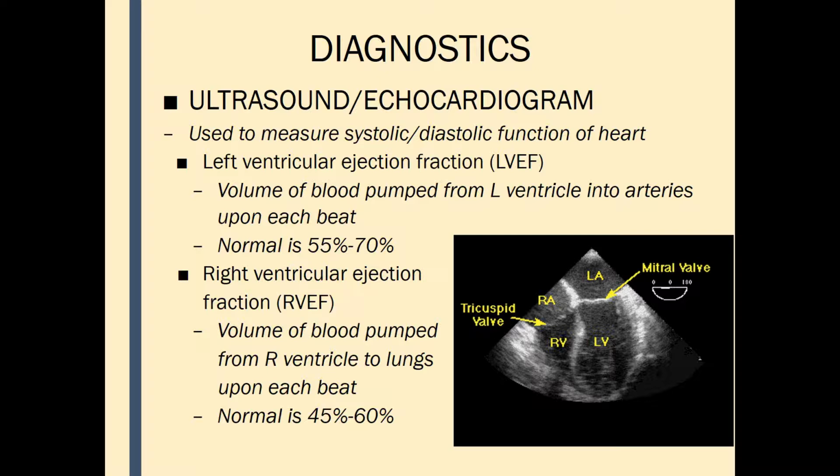But this study, the echocardiogram, can give us a really good look at the heart valves and how they're functioning. And it can also be used to determine the ejection fraction, which is the volume of blood pumped by the ventricle with each beat. So for the left ventricle, we like to see an EF of 55 to 70%. For the right ventricle, it's a little lower, around 45 to 60%.